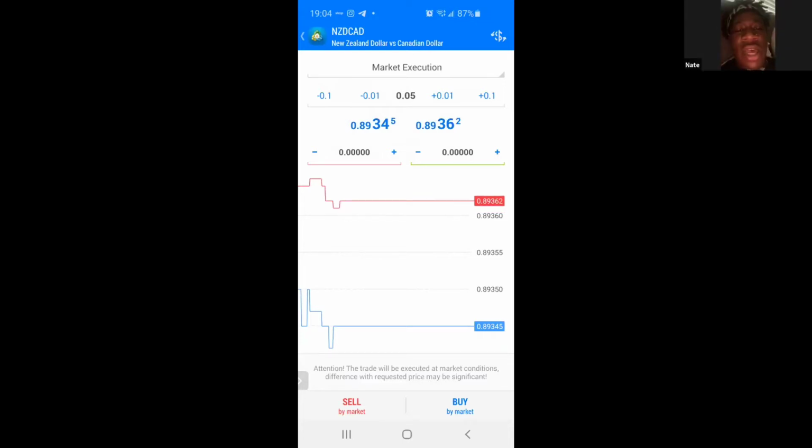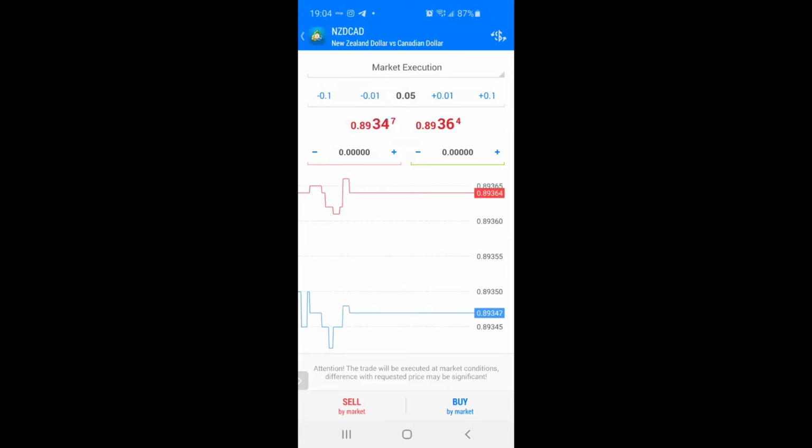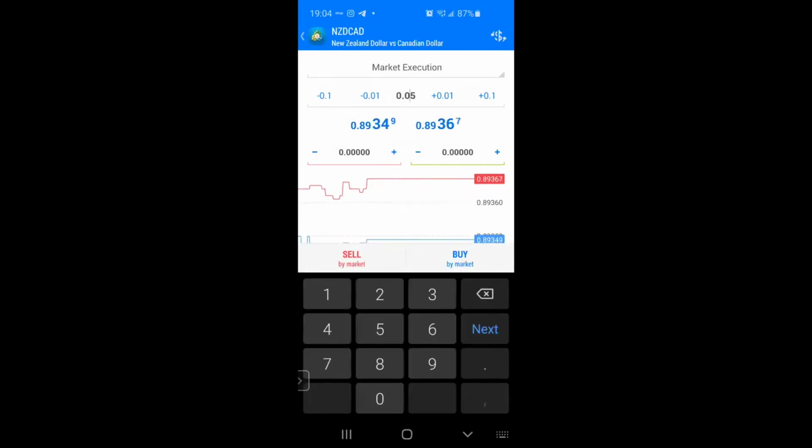Go ahead. I'm sorry, for the lot size, where is that at? It's right up here. You see the 0.05? Where did the number come from? It's already there. So you can change it if you want to. Because to place a trade, you got to have a lot size. You got to know what kind of order it is. You got to have your stop loss and take profit. So automatically when you click on your MetaTrader 4 and open up this trade, the stop loss and the lot size will be there.